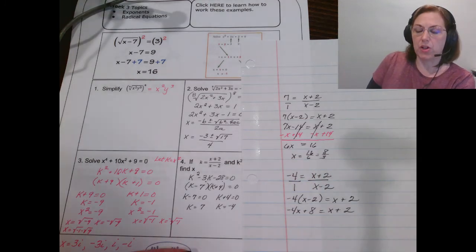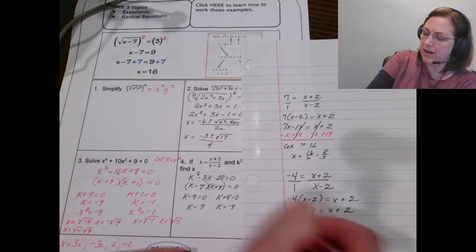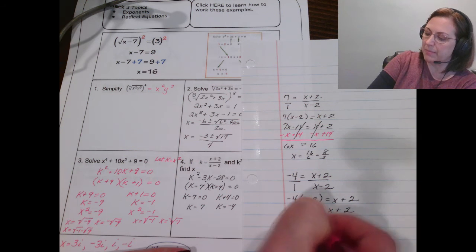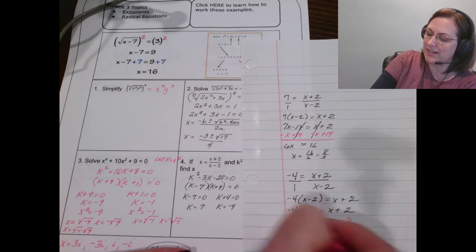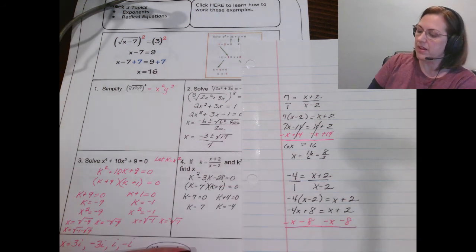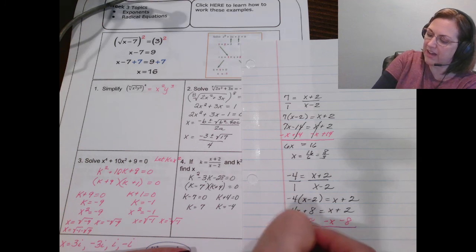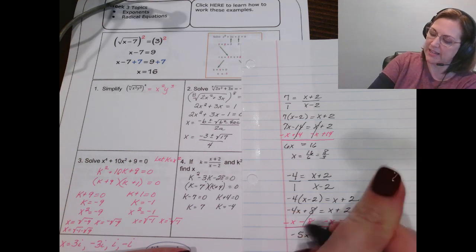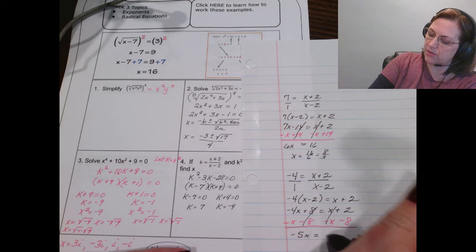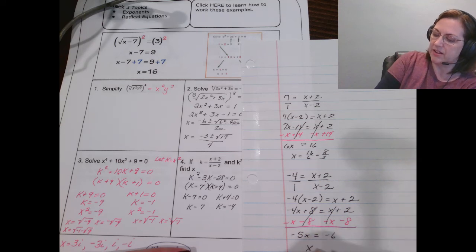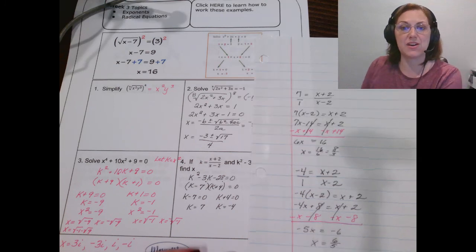Now let's move all our x's to one side by subtracting the x. We'll move all the numbers to the other side by subtracting 8. That gives me negative 5x. My 8's cancel. My x's cancel, equals negative 6. So x equals 6/5. I divided by negative 5 there on both of those.